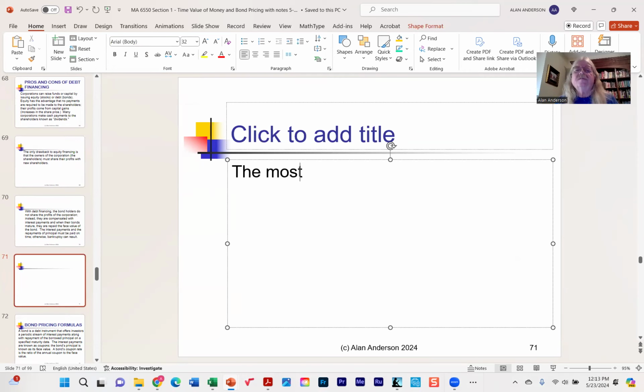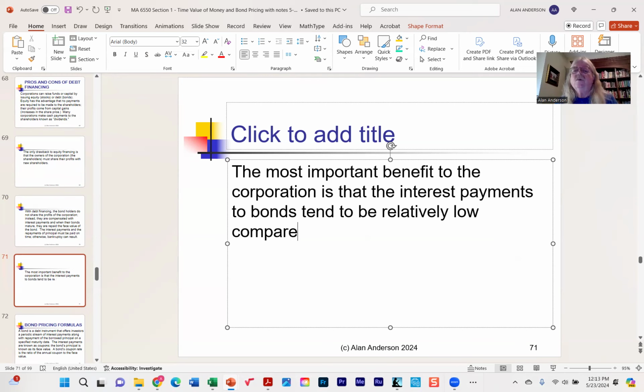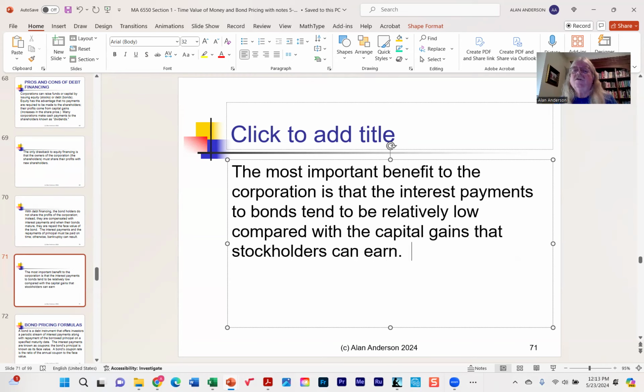The most important benefit to the corporation is that the interest payments to bonds tend to be relatively low compared with the rate of return or the capital gains that stockholders earn. In other words, it's typically cheaper to issue bonds than stocks.